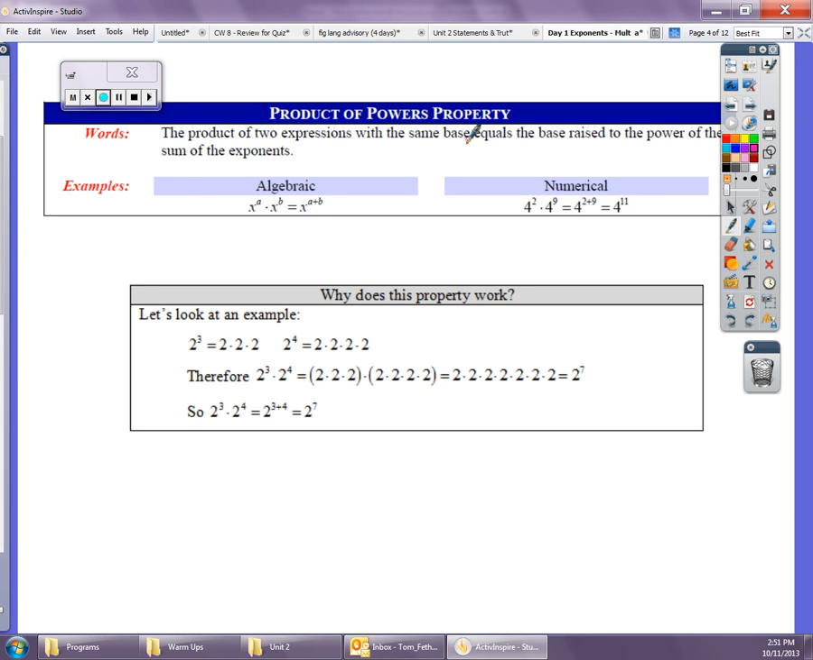Well, sum means to add. So we take the base and we add our exponents. So in this first example, we have x to the a times x to the b, which is going to give us x to the a plus b. Or our numerical one, we have 4 to the second times 4 to the ninth. That'll give us 4 to the 2 plus 9, which is 4 to the 11th. And this is the why it works, which we just went over.